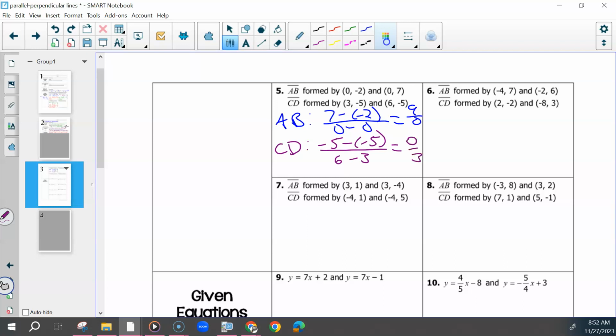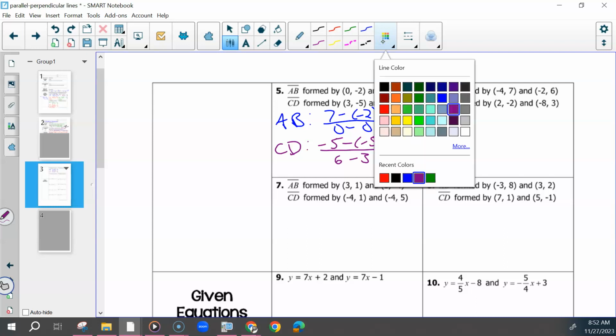So if you left these as 9 over 0, 0 over 3, what would you think these are, parallel, perpendicular, neither? Okay, because they don't look the same. They don't look like reciprocals of each other. That would be fair to say that these are neither.